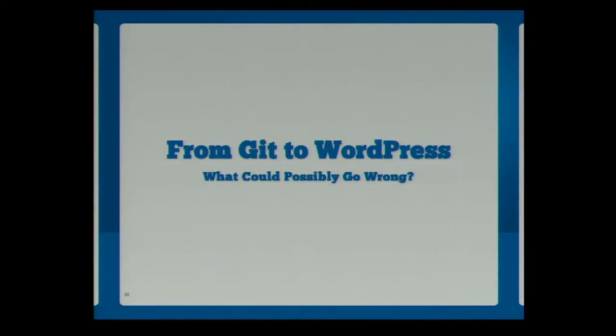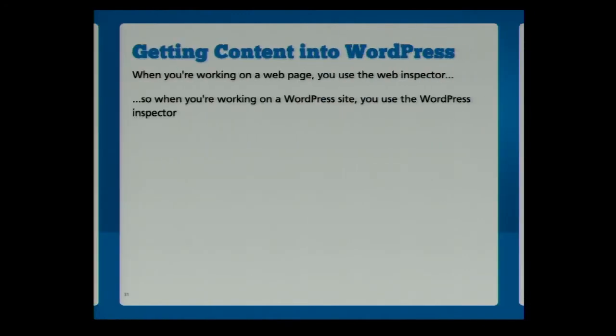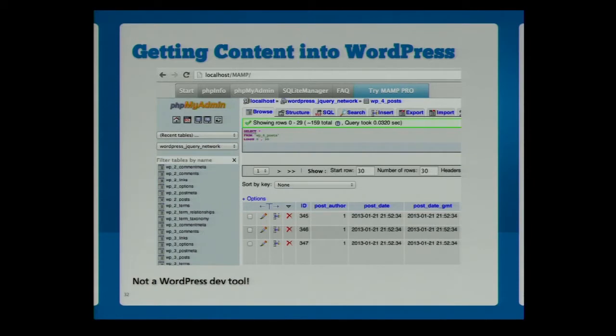So how do you get from Git to WordPress? This is something that we've been talking about for a while. There was a little bit of a catalyst when somebody decided to go delete batteries and everything. So I was in a rush trying to build this new plugin site, and I was like, well, how do I get stuff into WordPress? Because everyone's going to freak out about this plugin site not being up. So I figured, well, when I'm working on a website, I use a web inspector. So if I'm going to be working on a WordPress site, I'll use the WordPress inspector. And it turns out phpMyAdmin is not a WordPress development tool.